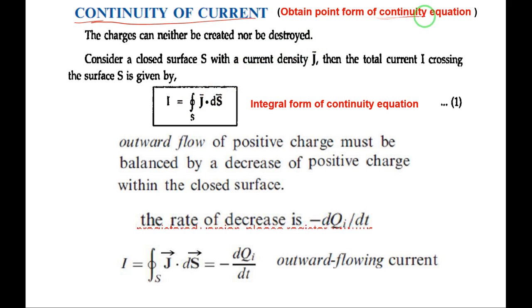Obtain the point form of continuity equation of current or obtain the differential form of continuity equation of current. Point form or differential form, both are the same, starting from the integral form of continuity equation. We'll see this derivation.